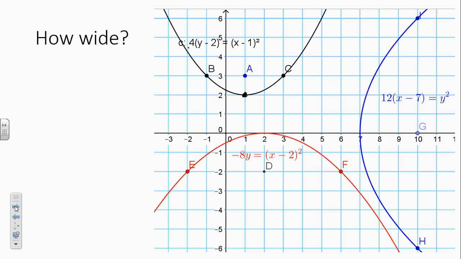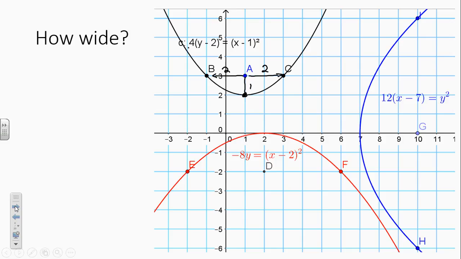Now, what do you notice about these points B and C? How far are they away from the focus? 2. So we went 1 up to the focus, and then 2 to the side from the focus. Okay, let's look at the blue one.